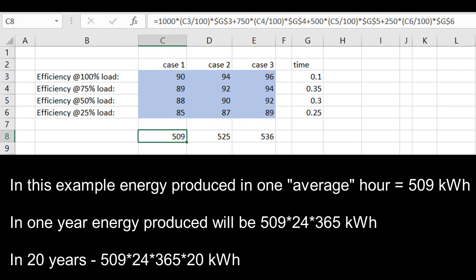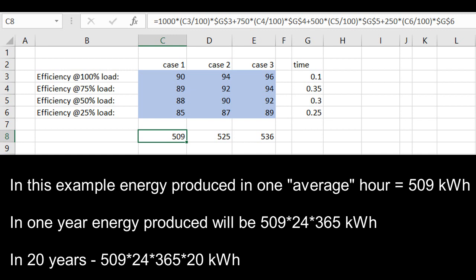Here we say we analyze 3 cases, but in fact we'll have to analyze 4 cases for the tidal turbine. In column G you see there are times. That's how long the turbine operates at a certain load, like at 100% load it operates 0.1 or 10% of the time. So the times in column G altogether make up 1 or 100%, that's all the time. And in line 8 you see how much power this turbine produces over an average hour.